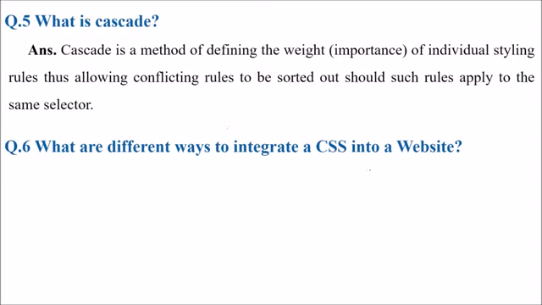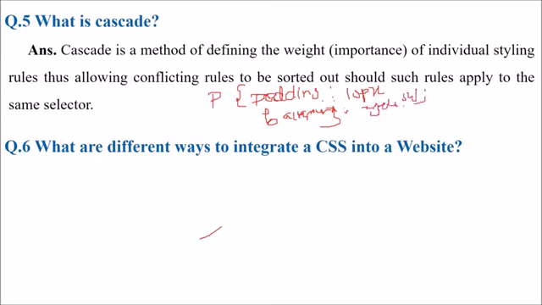When you apply multiple rules to the same selector, cascading means, say you have a paragraph. Now you give padding, say 10px, and then background, you say yellow. This is the first one, this is the second one, so they are cascaded. Cascaded means first this will be applied, then this will be applied, and likewise. So this is a method of defining the weight or the importance of individual styling, so there will be no conflict.